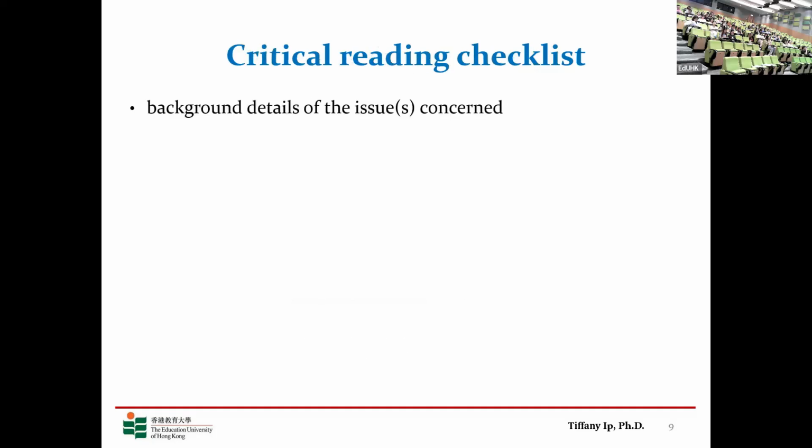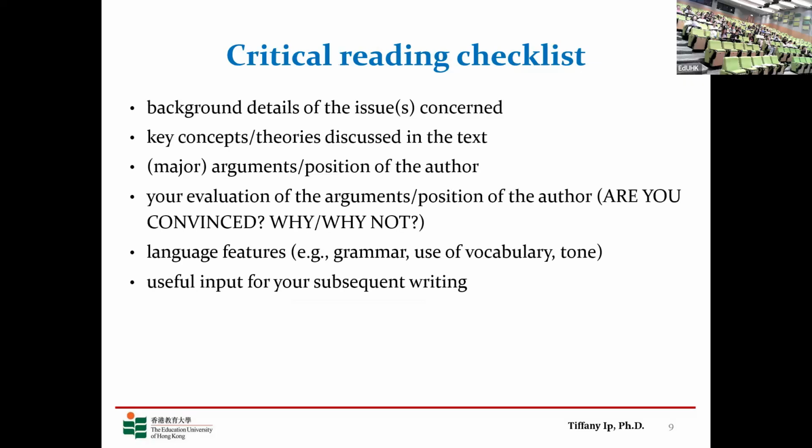Okay, so here is a checklist that I would give you. Keep this one. I won't read it out one by one, but when you're reading an article, see whether you can find them. Number one is the background, number two is the key concepts and theories, and number three, the main arguments. And number four, super important, your evaluation of the arguments. Do you agree with the author's viewpoint? And then check the language features, check what is useful. So when you're reading, you are not just passively receiving information. You have a lot to do. So keep this checklist and use it to make notes for your future reading of articles.